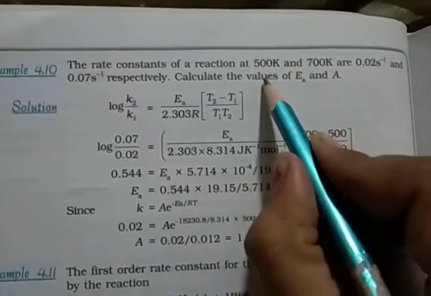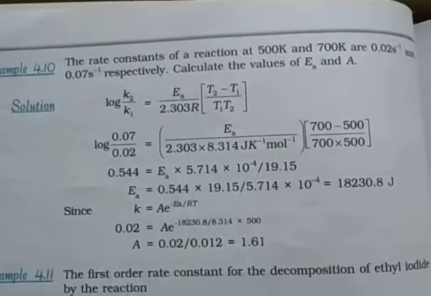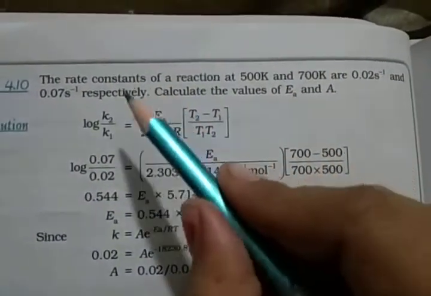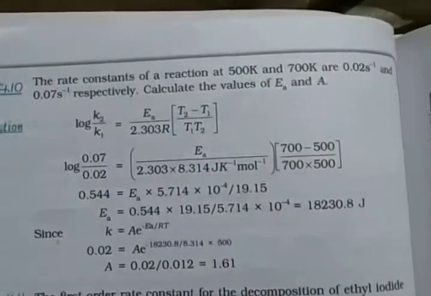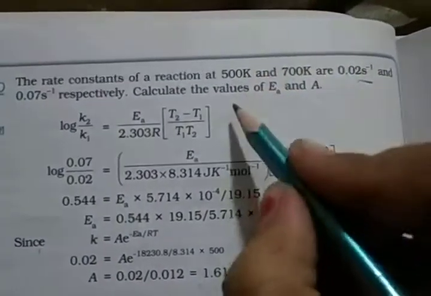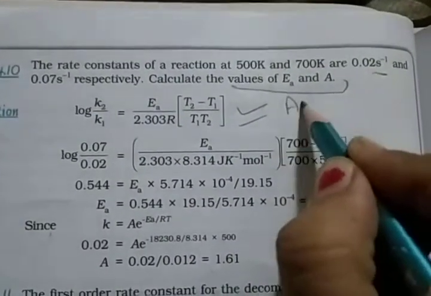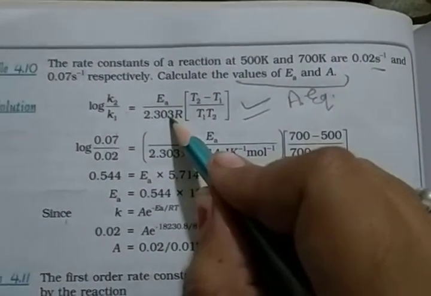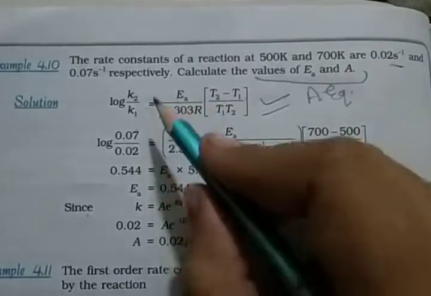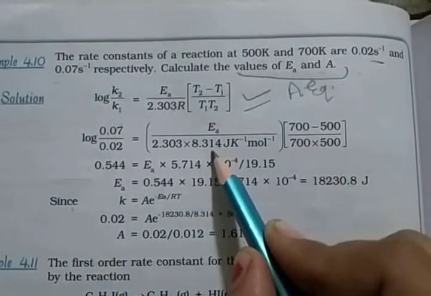Example 4.10, based on this topic: the rate constants of a reaction at 500 Kelvin and 700 Kelvin, T1 and T2, are given as 0.02 second inverse and 0.07 second inverse. The rate constant values are given with the unit second inverse. Calculate the values of Ea and A. The formula you already know: log k2 upon k1 is equal to Ea upon 2.303 R, times T2 minus T1 divided by T1 T2. k2 is 0.07, k1 is 0.02, and Ea we have to find.